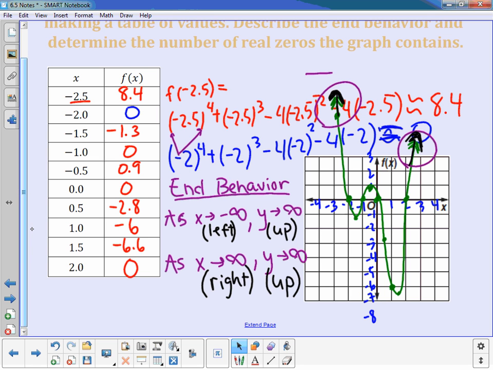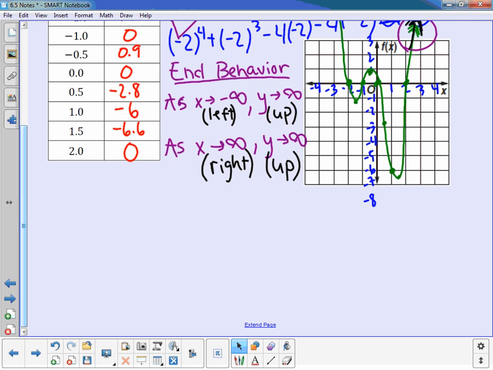And then the only other thing that I'm looking at is how many real zeros there are. And again, those real zeros are where the graph is crossing the x-axis. So if I count them, here's 1, here's 2, here's 3, here's 4. That means there are 4 real zeros.